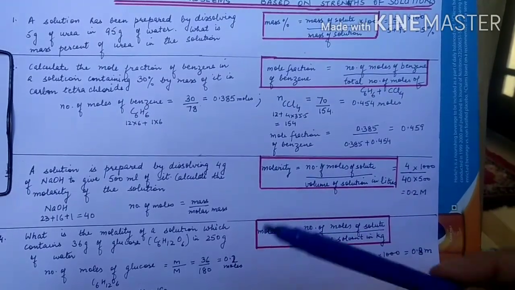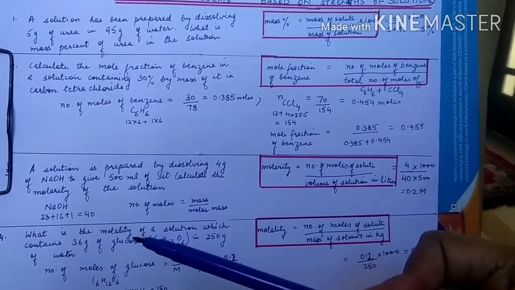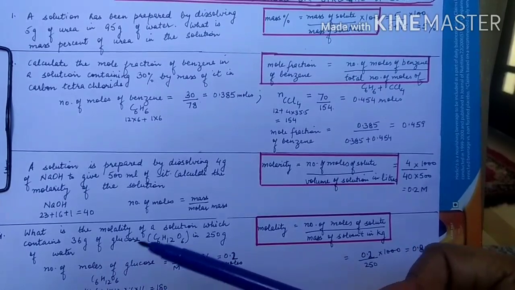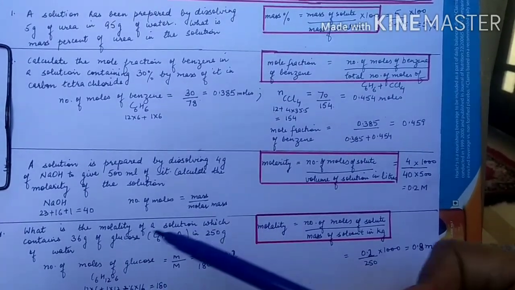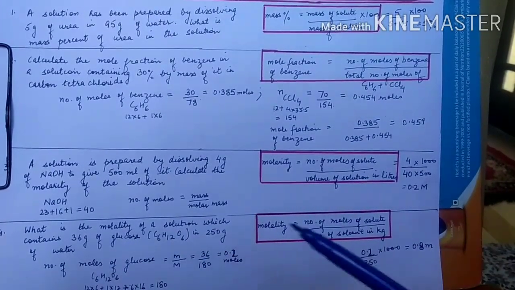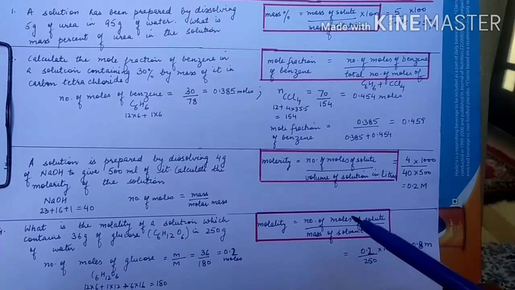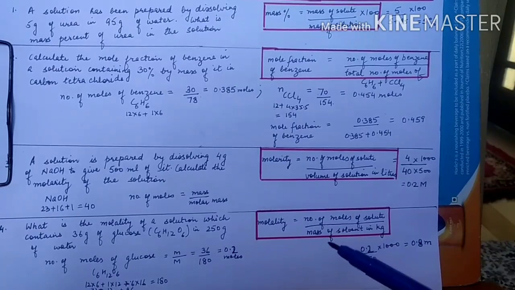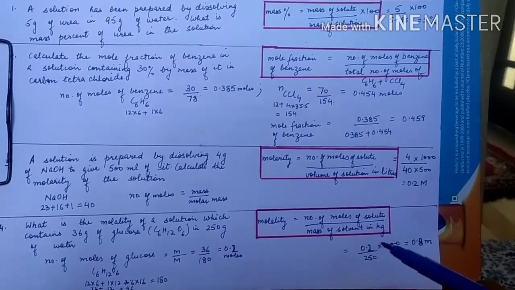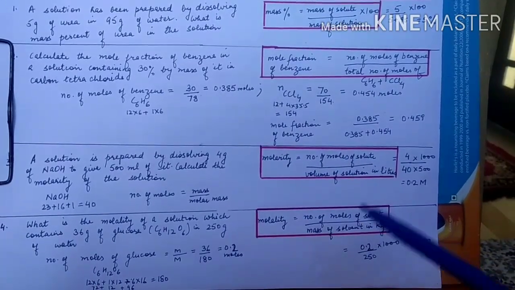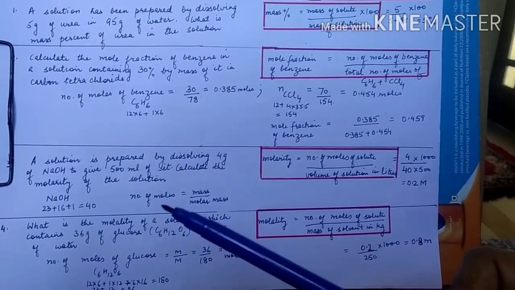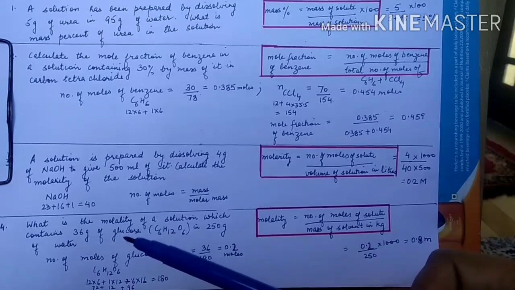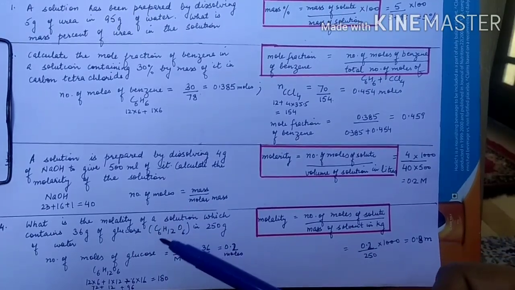Next numerical, you have to find out the molality of a solution which contains 36 grams of glucose in 250 grams of water. Again, you know the formula, number of moles of solute per mass of solvent in kg. So to find out number of moles, you will divide the mass of glucose with molar mass.